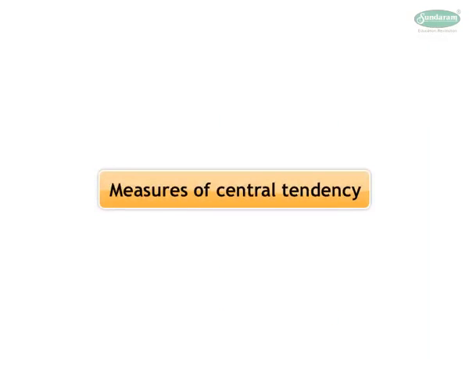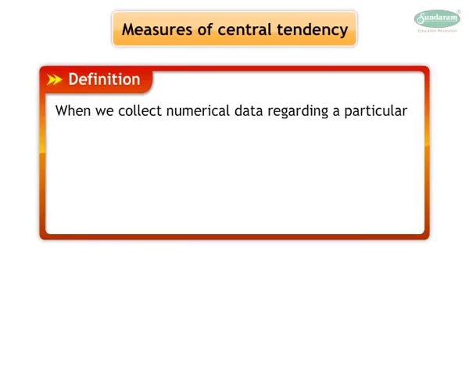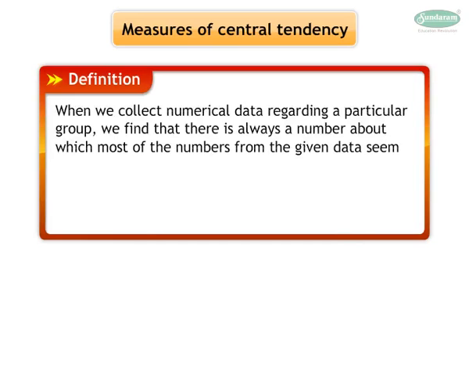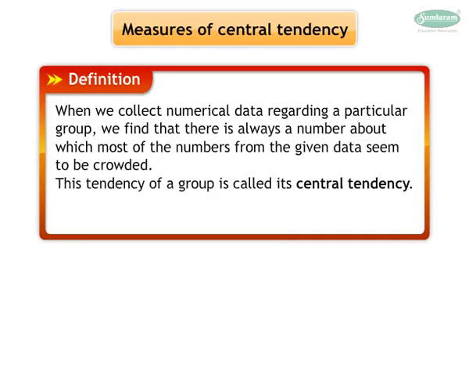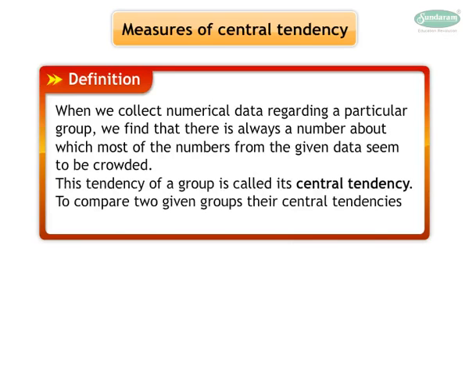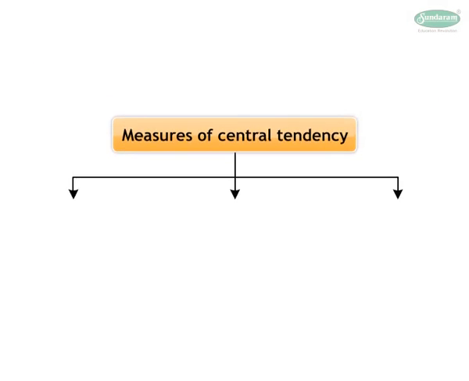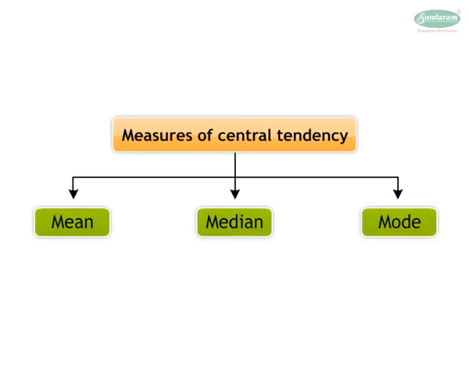Measures of central tendency. When we collect numerical data regarding a particular group, we find that there is always a number about which most of the numbers from the given data seem to be crowded. This tendency of a group is called its central tendency. To compare two given groups, their central tendencies are measured. There are three measures of central tendency: mean, median, and mode.